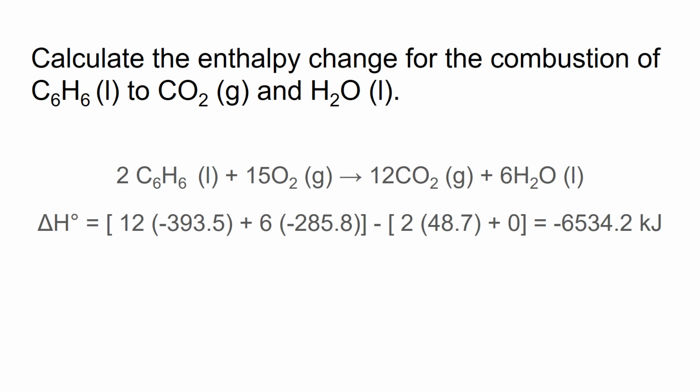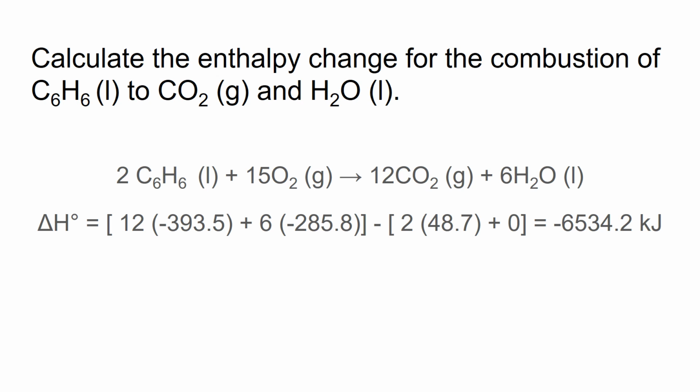Now make sure when you look this up on a table, it's CO2 gas. The state of matter does matter for this. So we have 12 times negative 393.5 plus the 6H2O, 6 times negative 285.8, and that's the liquid H2O, minus 2 times 48.7, which is the heat of formation of C6H6, plus 0, the heat of formation for oxygen. Substitute that all into your calculator, negative 6534.2 kilojoules.